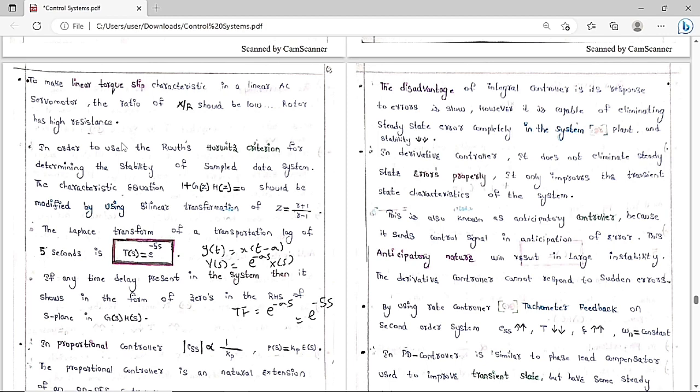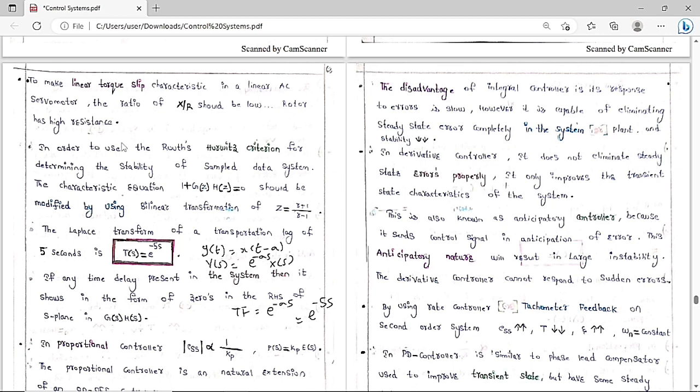Therefore, if there is any delay present in the system, it can be easily shown with the help of zeros present in the RHS of the s plane in G(s)H(s), the open loop transfer function. Suppose you have the open loop transfer function G(s)H(s), and if you plot the pole zero plot and see zeros present in the RHS of the s plane, it indicates that some time delay elements are present. So listen carefully, some time delay is present in the system.